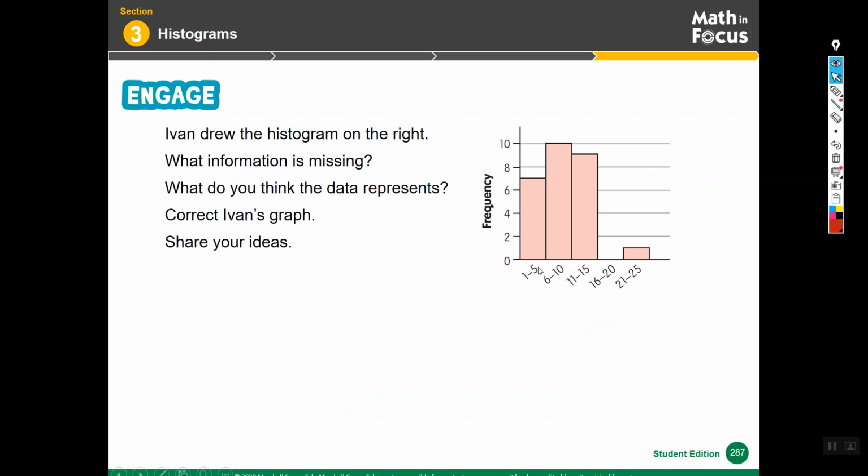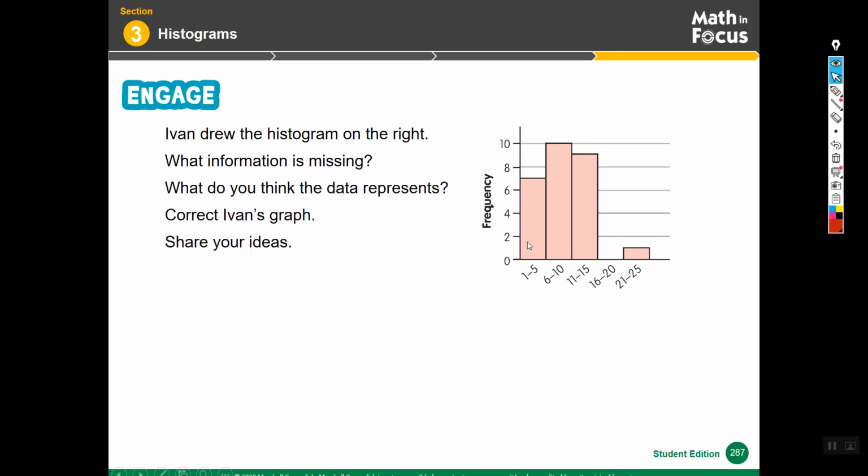We have some numbers down here: 1 to 5, 6 to 10, 11 to 15, 16 to 20, and 21 to 25. His intervals are correctly done, right? They're all equal in their distribution, the same width for each one. We have an outlier right here. So what do you think he would need to correct, if anything, on this? And what information does he need to add?